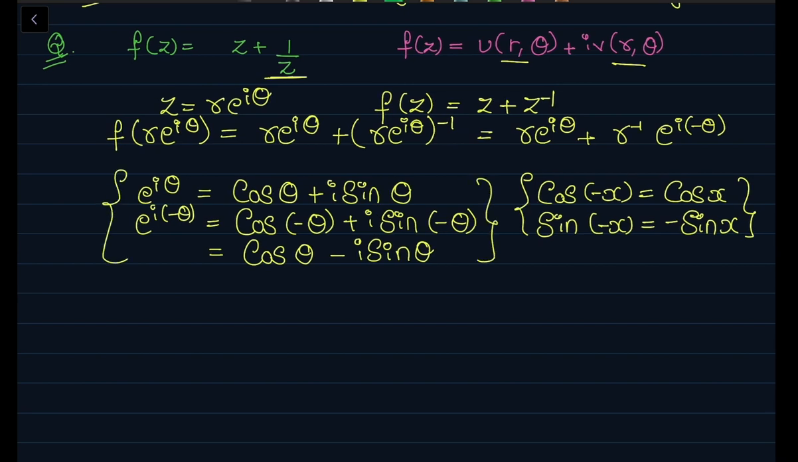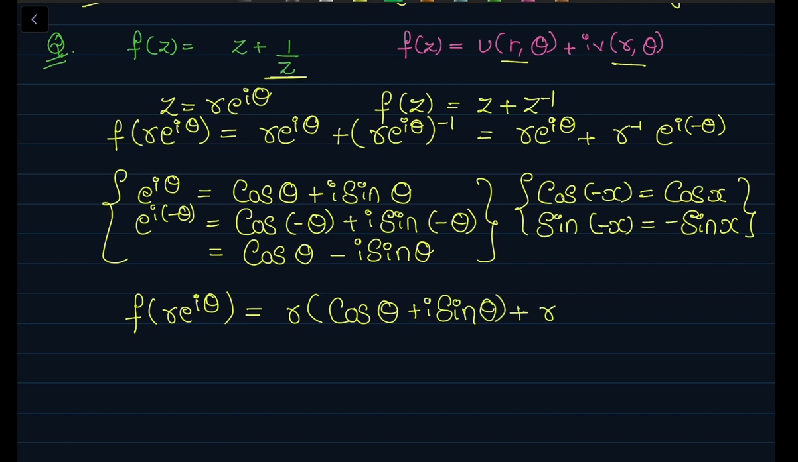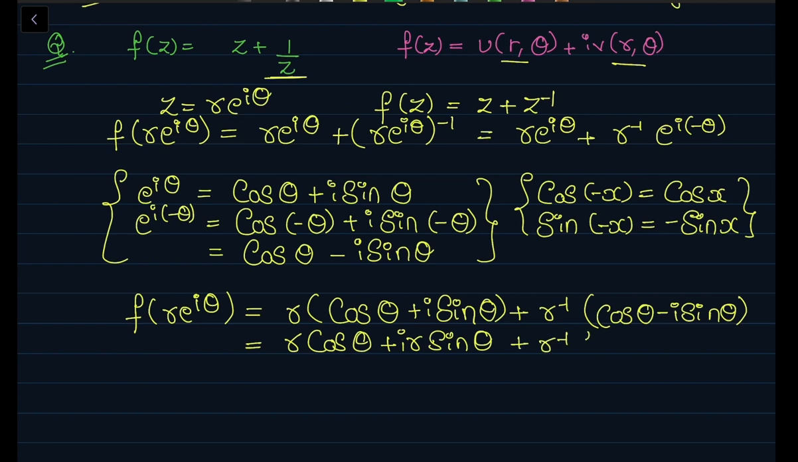Just put these values in the above question so that you will get f of r e raised to the power iota theta is equal to r cos theta plus iota sin theta, then plus r inverse cos theta minus iota sin theta. Now open the bracket and separate the real and imaginary parts. You will get r cos theta plus iota r sin theta plus r inverse cos theta minus iota r inverse sin theta.